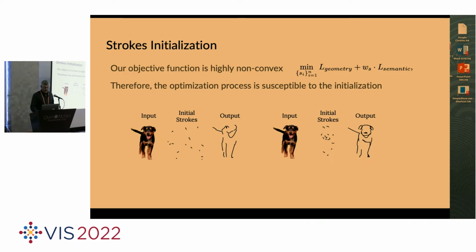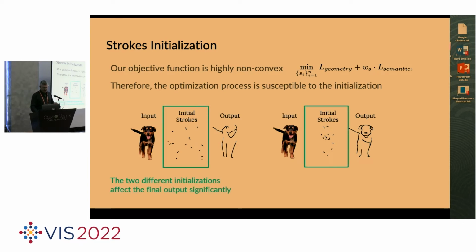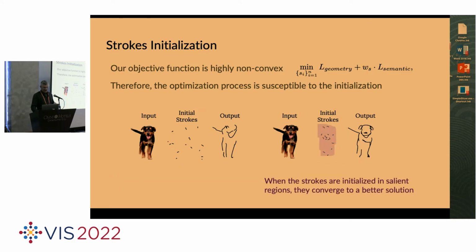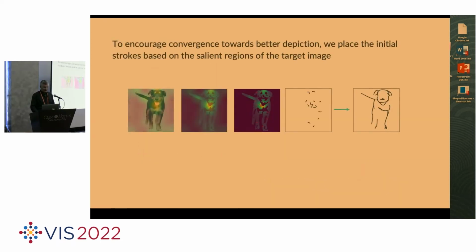Now, we found out that if we initialize the strokes in more semantic places, where there are salient regions for the specific object, in this case the dog, the face, the tail, and so on, you get better results in the end. So in order to initialize our strokes, we extract a semantic and salient map of our input. We add on top of that some edge detection, and that's where we initialize the positions of our strokes, and that actually helps us to get a much better result in the end.